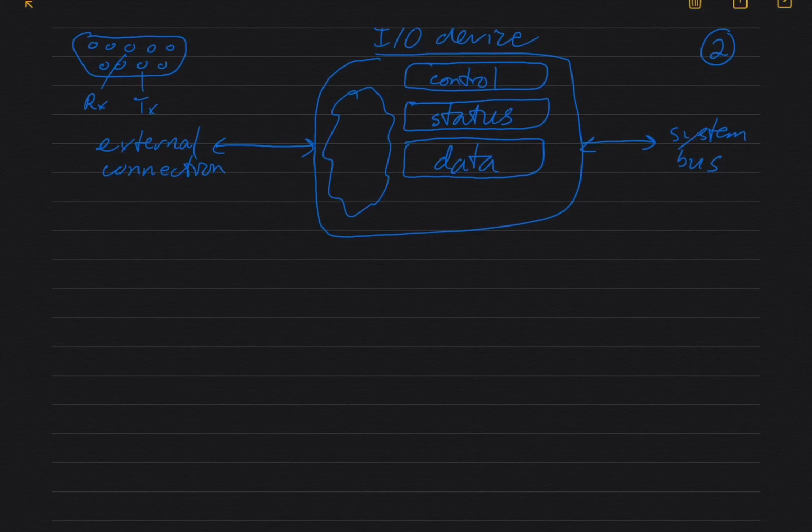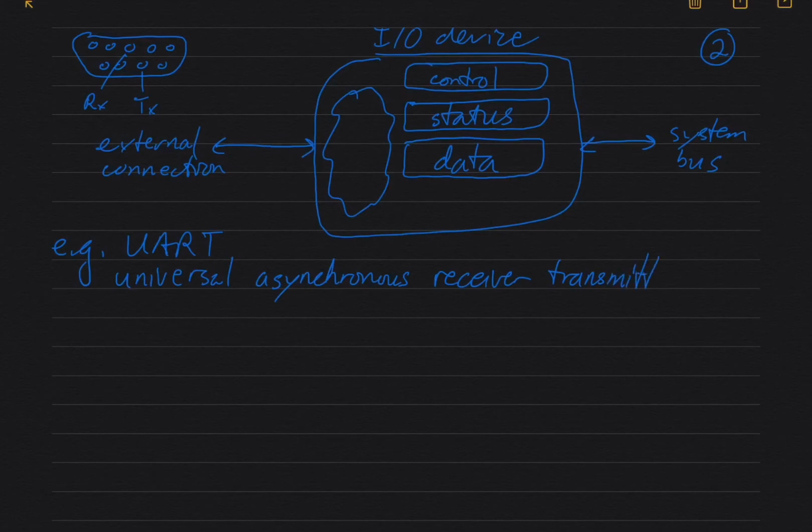So let's make this specific. I'm choosing the UART because it's a relatively simple I/O device, unlike, say, a USB host or an Ethernet controller or something like that. So UART stands for universal asynchronous receiver transmitter. So that's where the name comes from.